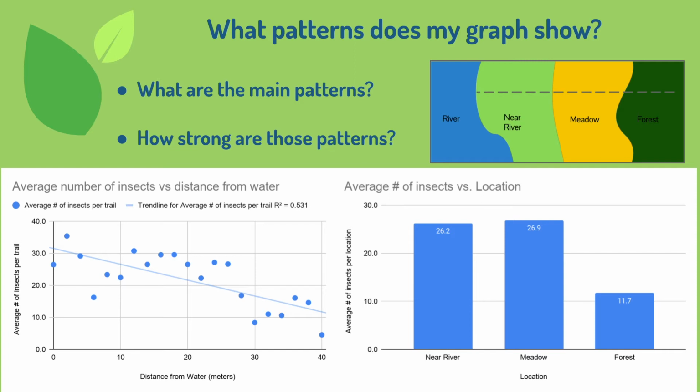In the bar graph, we can see that we pretty much found the same number of insects in the near river and meadow areas, but we found a lot fewer insects in the forested area.